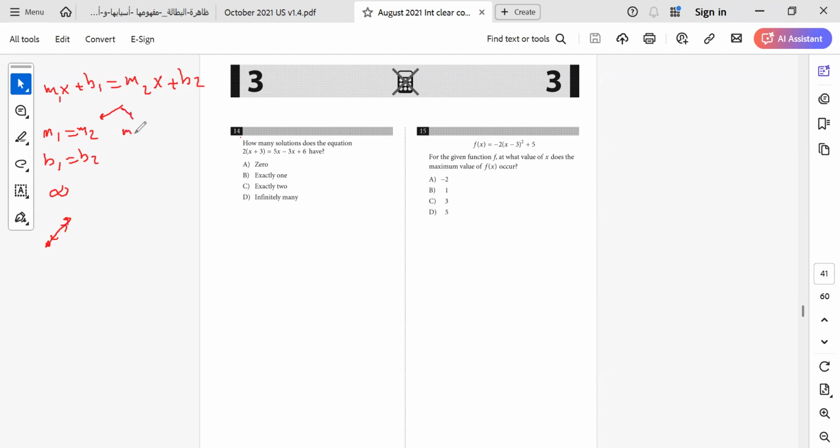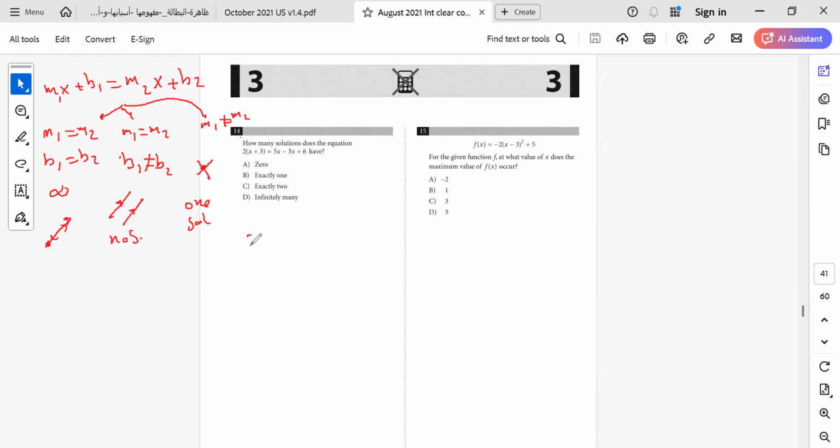But if m is the same but b is different, the y-intercept is different, so they are parallel, because they are not intersecting. They have different y-intercepts but the same slope. But if the slope is different, they are intersecting. Don't look at b in this case. They are intersecting, so one solution. Here, no solution. Let's see here.